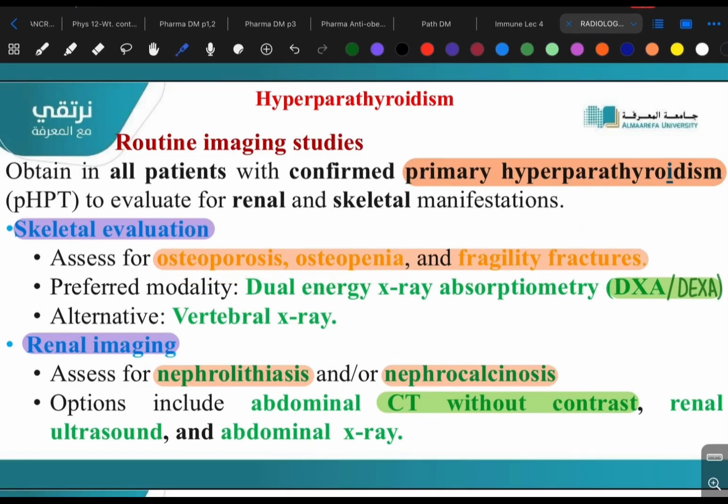The alternative imaging technique is vertebral X-ray, but the first choice is DEXA scan. For the renal imaging, what do we assess? We assess nephrolithiasis and nephrocalcinosis. What's the imaging technique used? The first imaging technique is CT without contrast. After that we can use ultrasound or X-ray. The first choice for renal imaging is CT without contrast. This is for primary hyperparathyroidism.